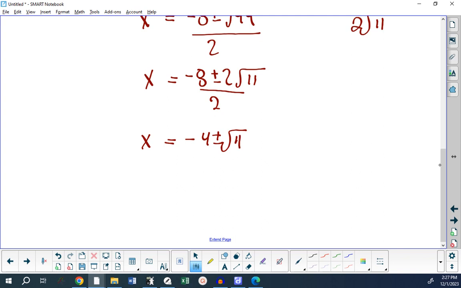What are your two solutions? Negative 4 plus or minus root 11. But, and this is maybe good that I've thrown this up here, see, with absolute value functions, you look at the subdomain.